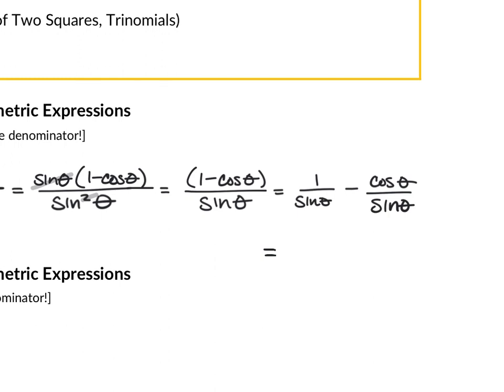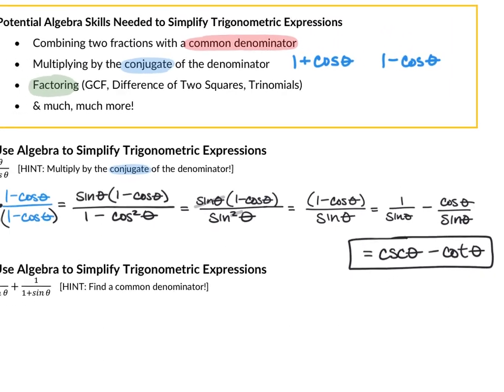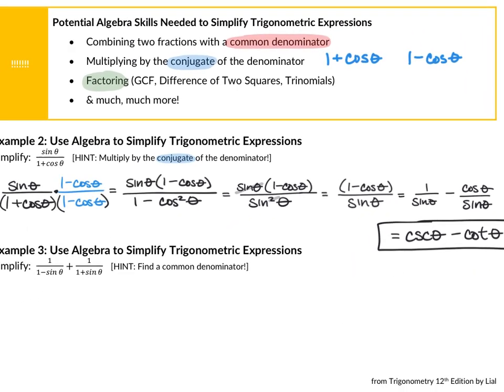Using a reciprocal identity, 1 over sine of theta is cosecant of theta, and cosine of theta over sine of theta is cotangent of theta. This is just an alternative or simplified form from where we started. We used a trig conjugate. We canceled some stuff out after doing the Pythagorean identity. We split this fraction into two and then used two basic or fundamental identities.